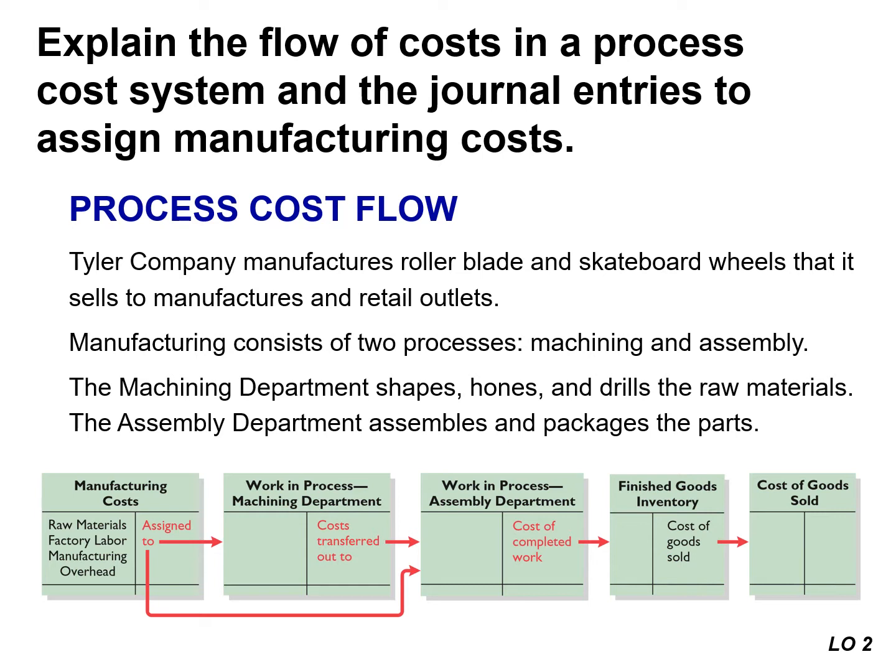When it finishes its work, the machining department transfers the partially completed units to the assembly department. The assembly department finishes the goods by adding more materials and incurring labor and overhead, and then transfers the finished goods to the finished goods inventory. Upon sale, Tyler removes the goods from the finished goods inventory and increases or debits cost of goods sold.